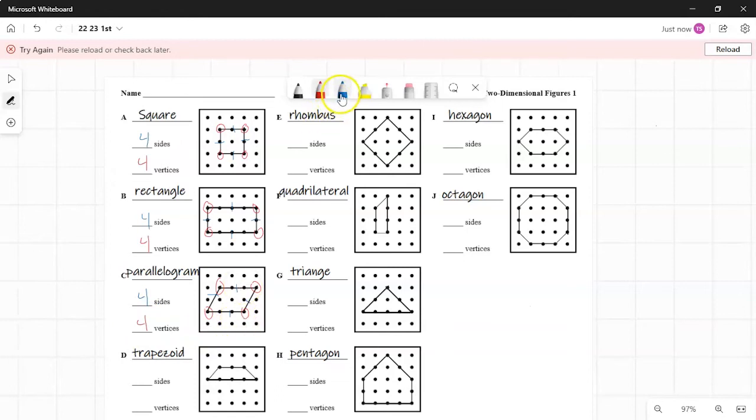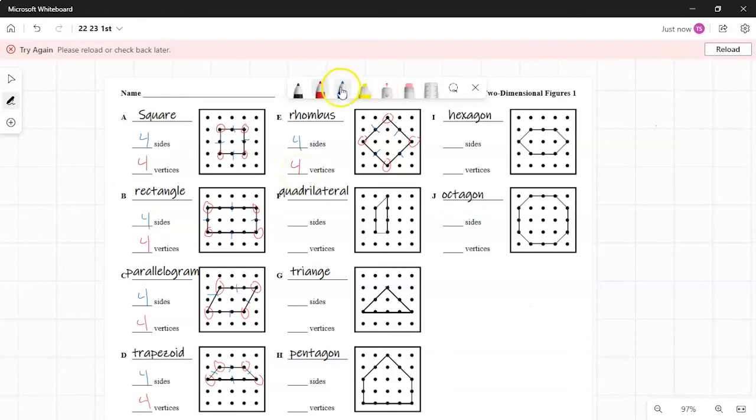Trapezoid. Trapezoid has 1, 2, 3, 4 sides and 1, 2, 3, 4 vertices. Now rhombus. Rhombus looks like it has 1, 2, 3, 4 sides and 1, 2, 3, 4 vertices.